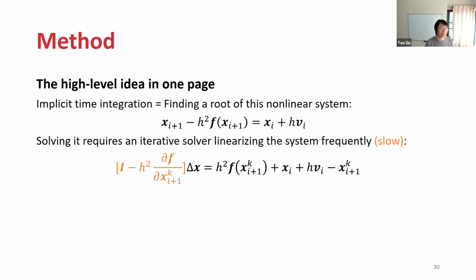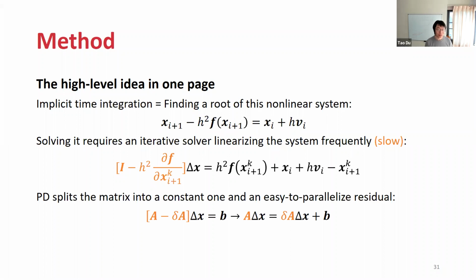It could be as big as hundreds of thousands or even millions of elements. And linearizing that requires a lot of computational resources. And the projective dynamics trick is a very clever numerical trick that proposes to split the matrix into a constant matrix and then an easy to parallelize residual.